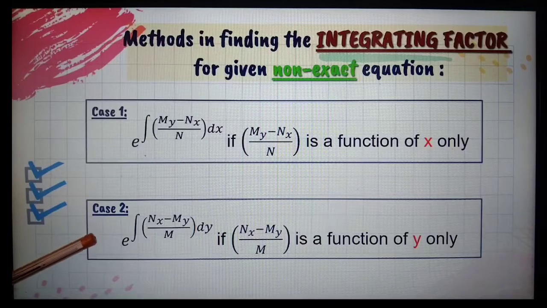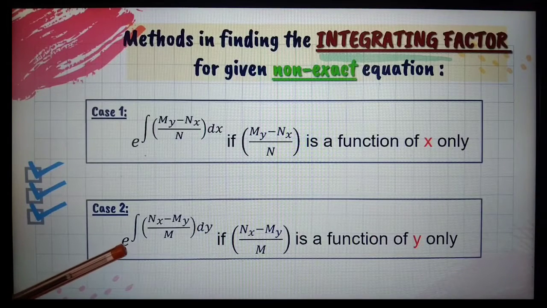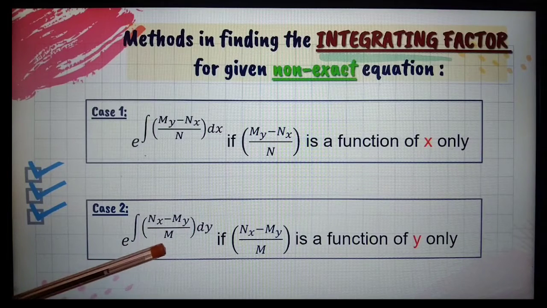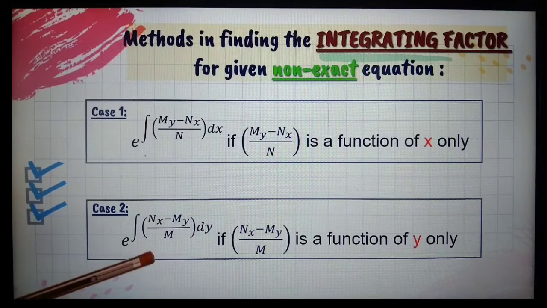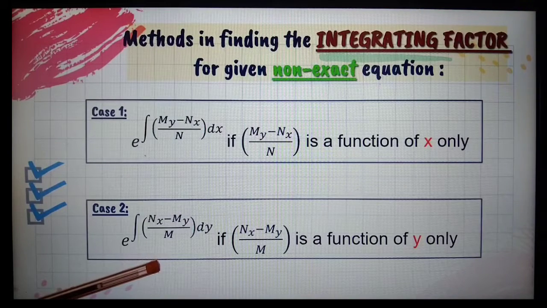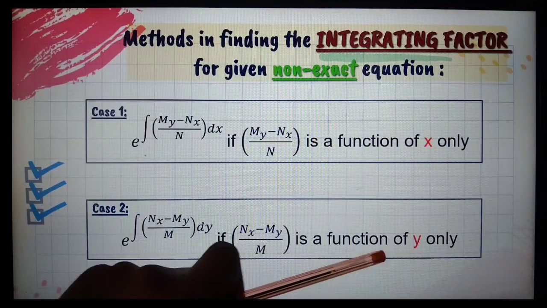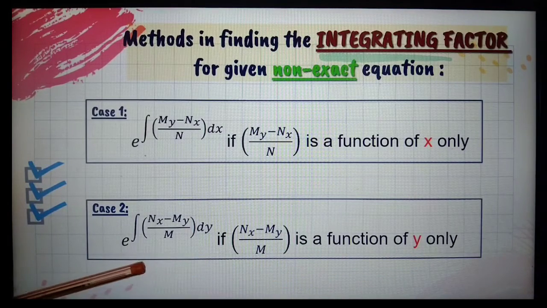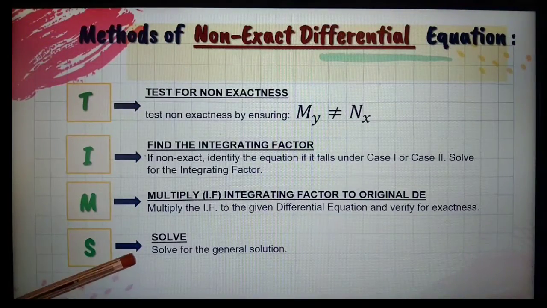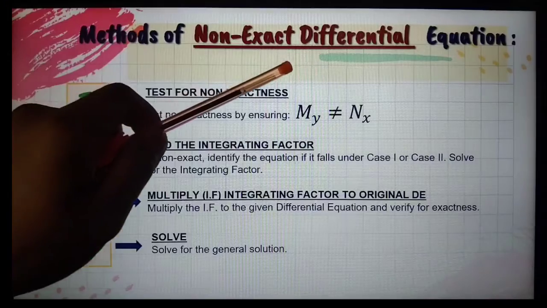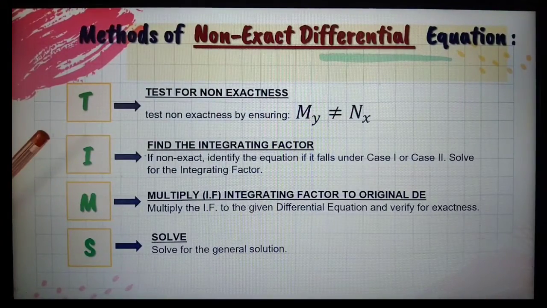For case 2, which is e raised to the integral of the partial derivative of N with respect to x minus the partial derivative of M with respect to y, over M, dy. We can say that it belongs to case 2 if it is a function of y only, or it yields y alone. So these are the methods in finding the integrating factor for a non-exact equation. We have here also the methods in solving a non-exact differential equation. So this is the sequence in solving a non-exact differential equation.